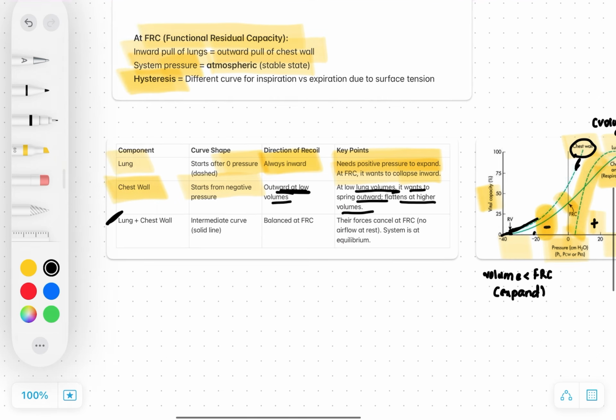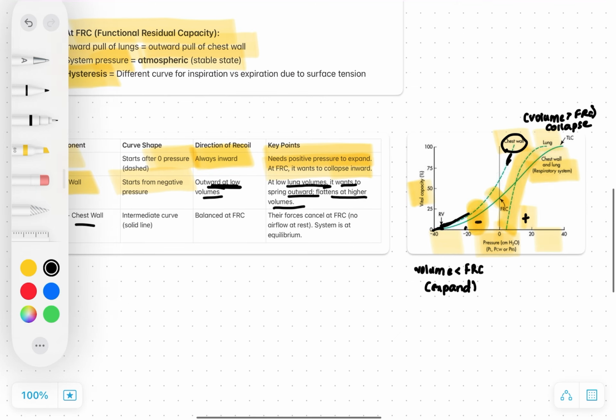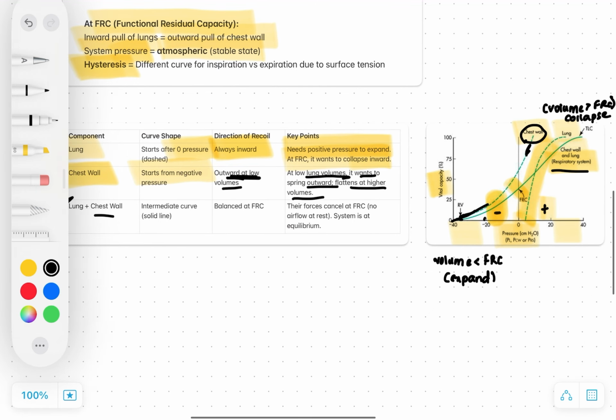That is the chest wall. Lung plus chest wall is the respiratory system. Here the solid line shows the chest wall plus lung. At FRC it is completely balanced. That is, the lung is trying to recoil and the chest wall is trying to expand, so they equalize here.